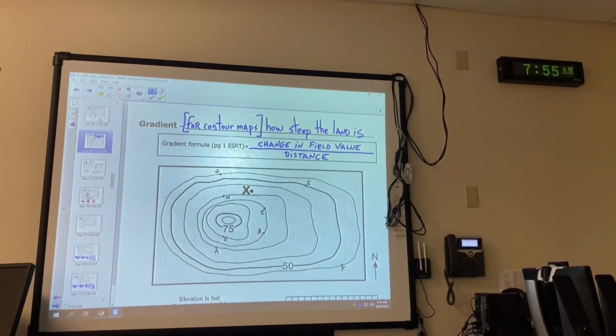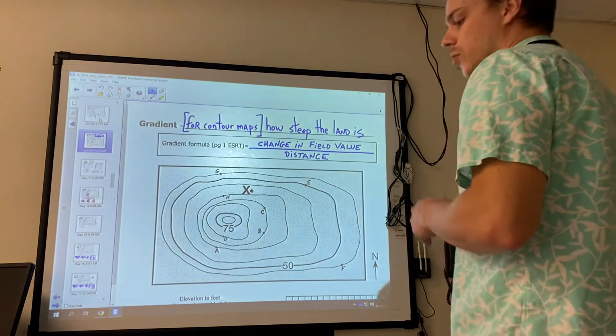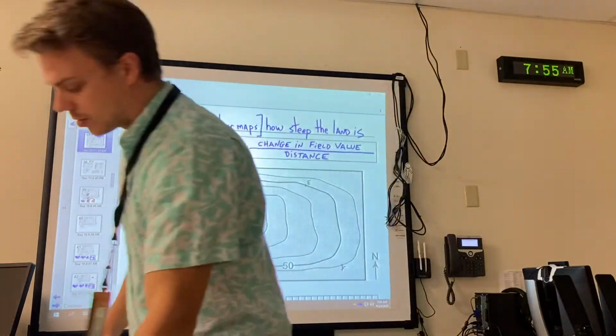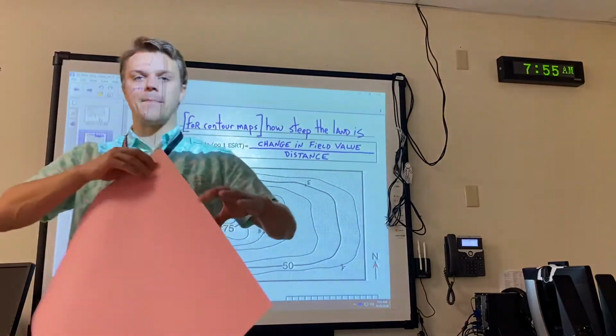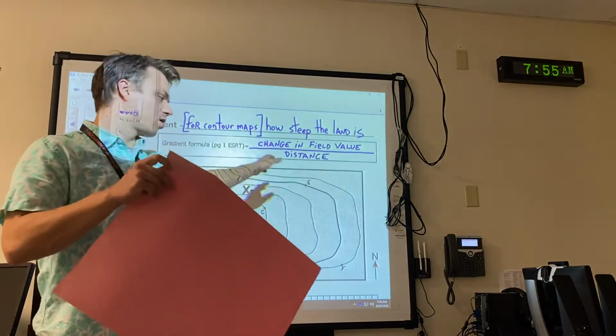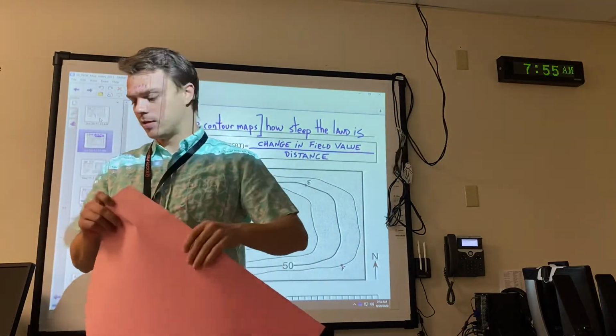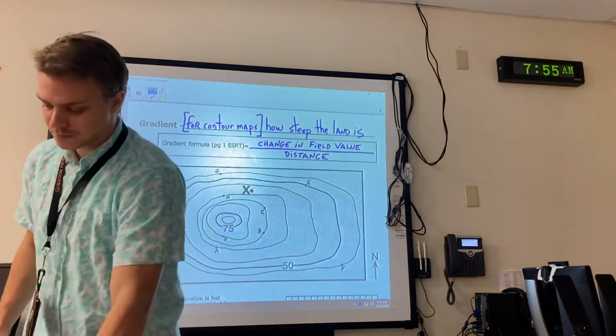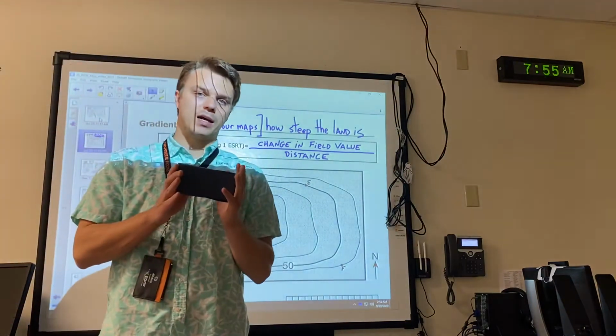All right, today we're going to be learning about gradient. What you're going to need for this is a piece of scrap paper. I'm using a giant one because I'm working on the board, but all you'll need is loose leaf. You'll need a pencil and you'll need a calculator.